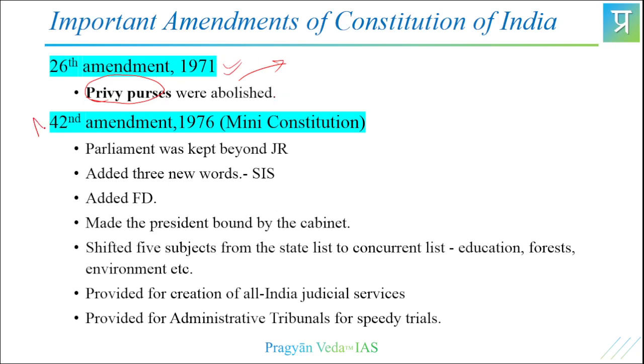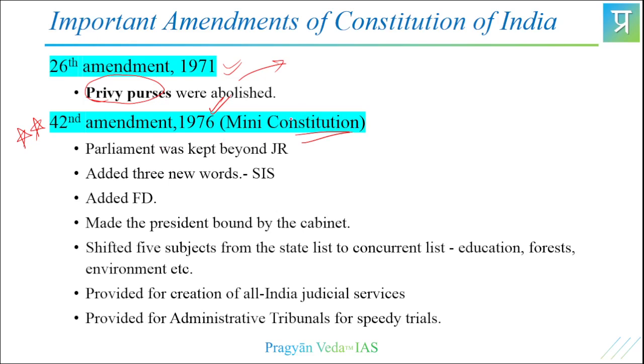And the most important, the 42nd Constitutional Amendment, happening in 1976. It is also called the mini constitution because of the kind of changes that were brought in; it literally changed the constitution to a great extent. So we will discuss some pointers in that.